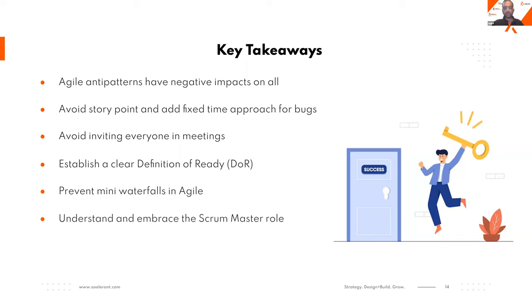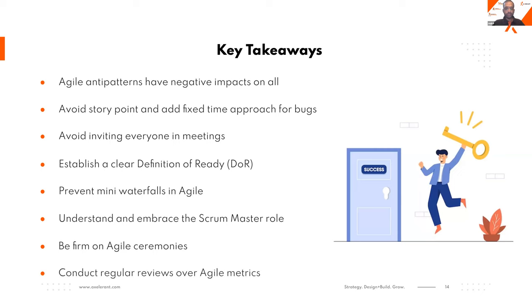Scrum Master role. This is not just a facilitator. Scrum Master is also a coach. So you have to understand the Scrum Master role a bit more to avoid Agile antipatterns. And be very firm on Agile ceremonies. You might have to be very assertive, but be kind. Make sure everyone is advocating, and for that, you have to help them understand it. And it is rolling us back to the Scrum Master coaching role. Everything is so linked, you can see.